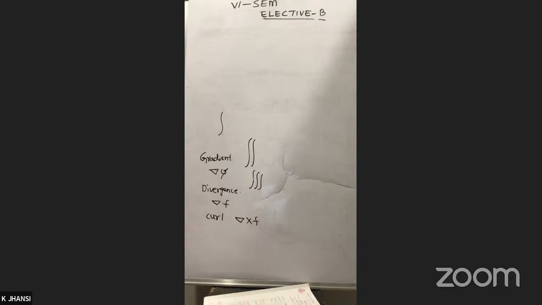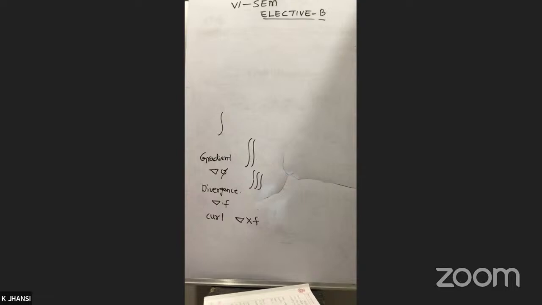Unit 4 is transformations: polar, spherical, and cylindrical polar coordinates. Unit 4 is also a very important one. You will get one 5-mark question regarding transformation, either from polar coordinates to spherical coordinates, or spherical coordinates to cylindrical coordinates. Depending on that, the problems will be given. So unit 4 studies the definitions of polar coordinates, spherical coordinates, and cylindrical polar coordinates.